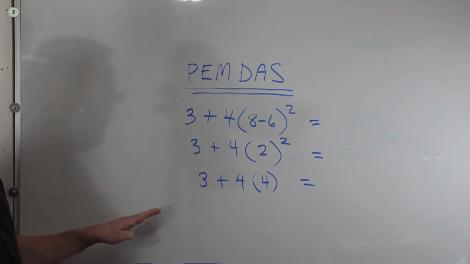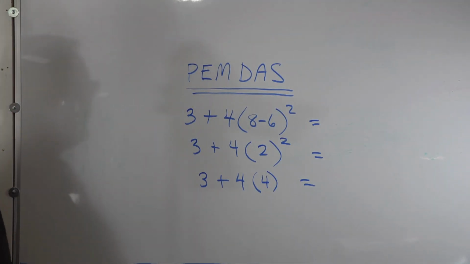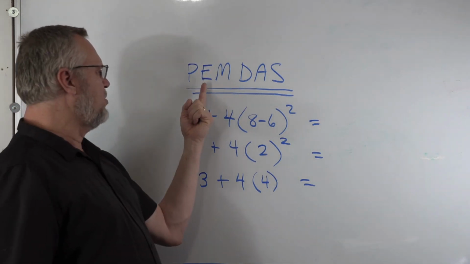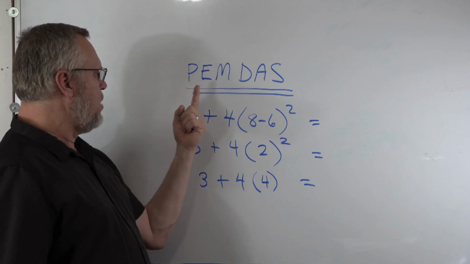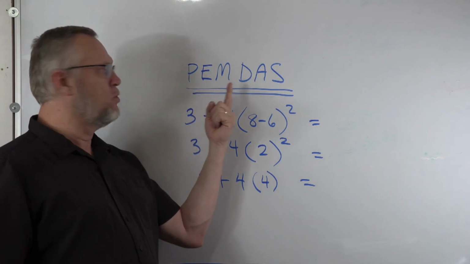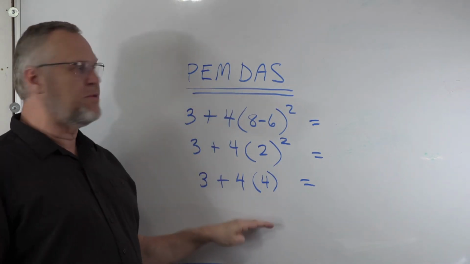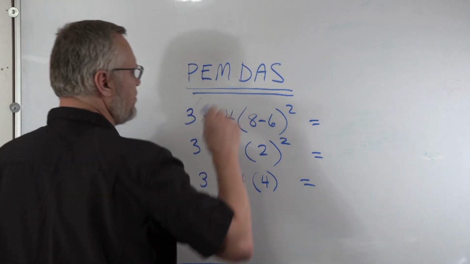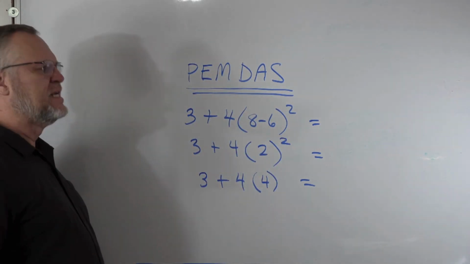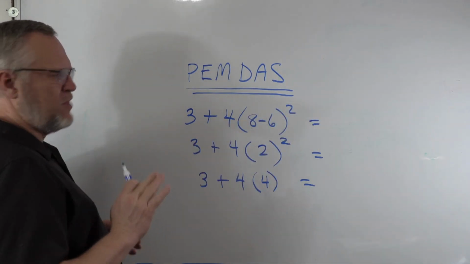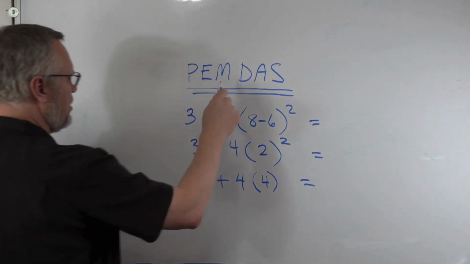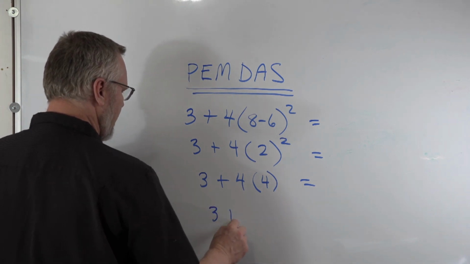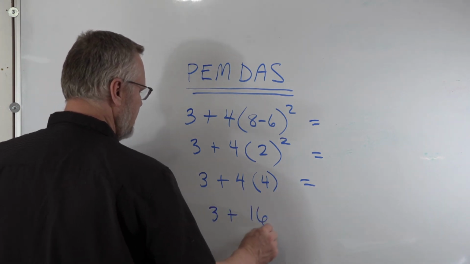Now we're going to take the next step. We did parentheses, we did exponents. Now we're going to do multiplication or division. There's no division here, but there is multiplication. When you have multiplication and division and you're deciding which to do first, you just go left to right. That's what you do. 4 times 4 is 16. So we'll say 3 plus 16.